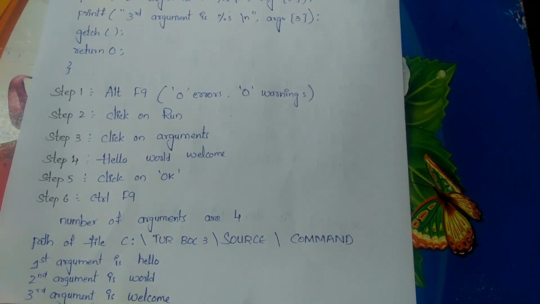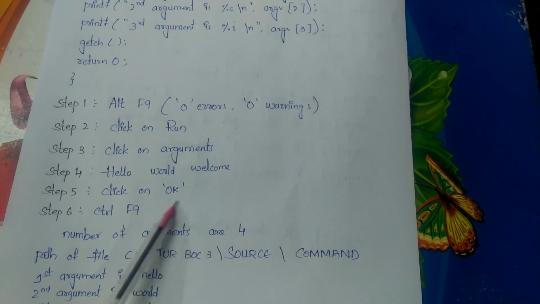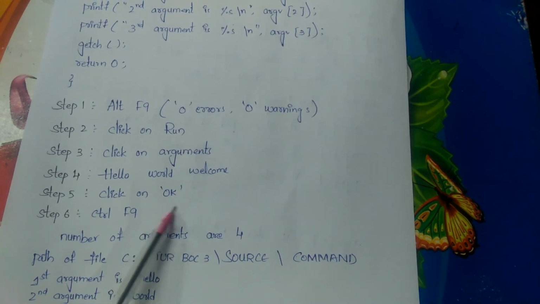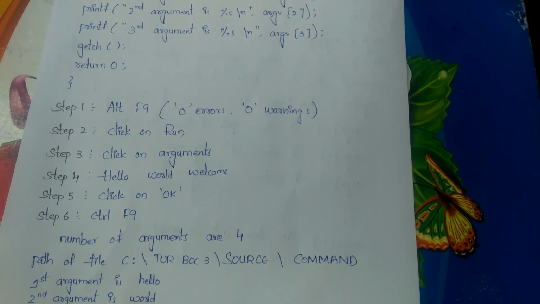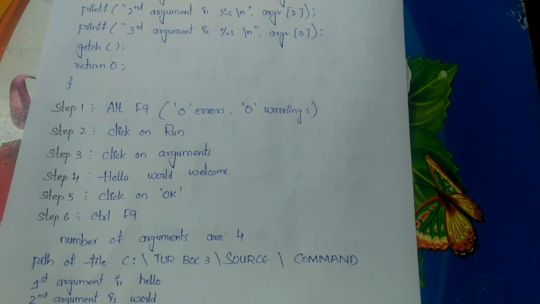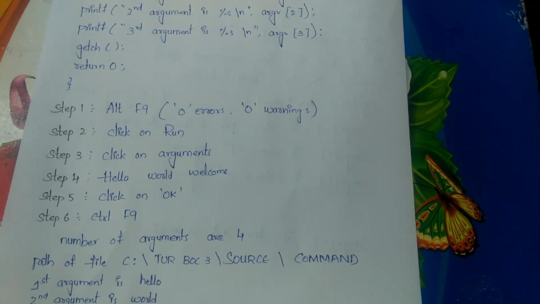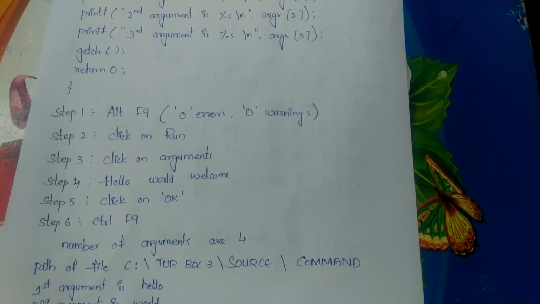Here we have to just remember these steps when executing a program. First we have to compile it, then we have to run it. If there are no errors, only then can we run the program. If there are errors, we have to rectify them and then run the program again. So this is about command line arguments.